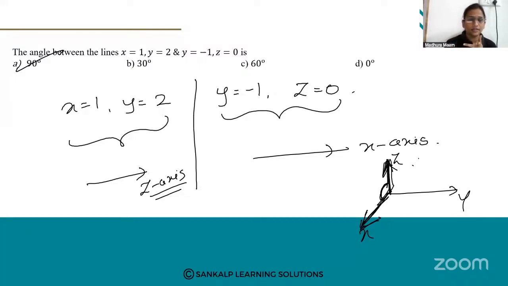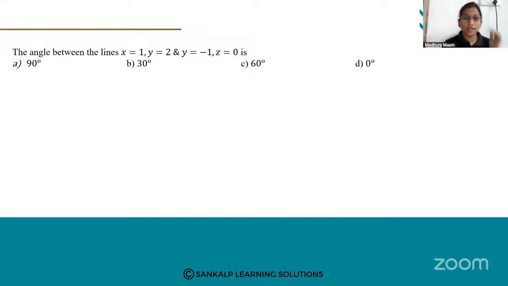Why is the angle between those two equations 90 degrees? Because one set of lines is parallel to the x axis, and one set of lines is parallel to the z axis. The angle between x and z is 90 degrees. That means the angle between these lines is 90 degrees, given that one line is along the z axis and one line is along the x axis. Okay, so this is based on just applying the results. There is nothing to solve in this.